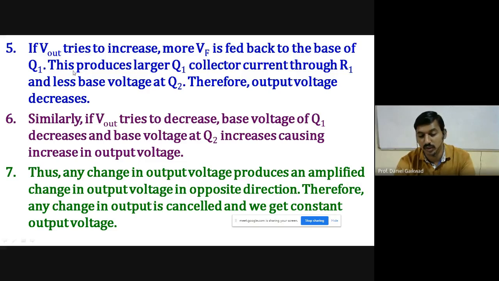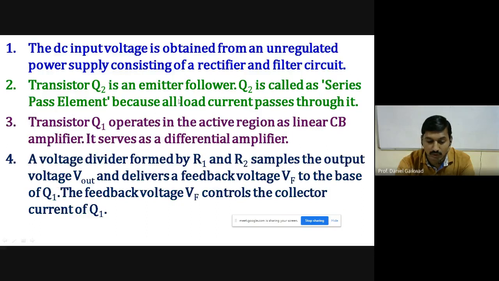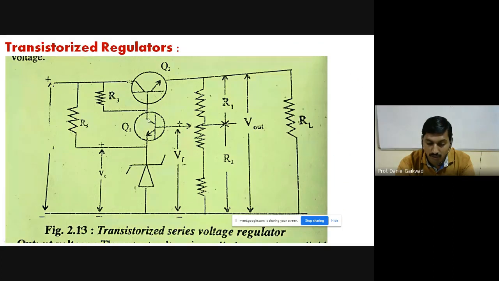What happens? Check carefully. This produces a larger Q1 collector current. As base current increases, the collector to emitter current also increases, so a larger Q1 collector current flows through R1, giving less base voltage at Q2. Now check carefully, less base voltage at Q2. If current is flowing in this direction, the potential at this point will decrease. So as current increases, potential at this point decreases, and this decreases the base of Q2.